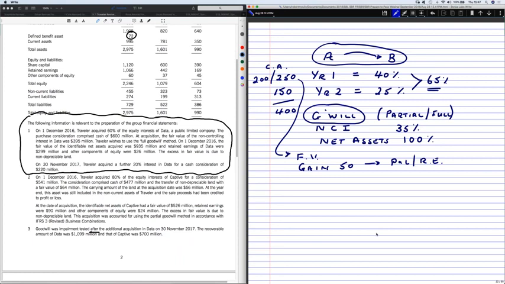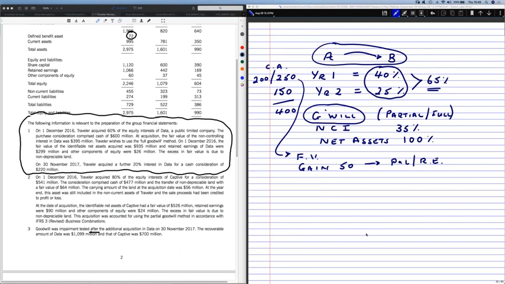Can we see what's happening here? So what I want you to think about, please, is this. Remember that when we have what is called a step acquisition, not a step up, but a step acquisition, where we're gaining control via a cumulative holding, remember, because of the requirements of IFRS 3, all of those previous shareholdings, in this case the 40%, have to get remeasured to their fair value at the point of acquisition, which will most likely create some gain. And in this case, it's a gain of 50, which will be presented as a gain within P&L. Does that make sense, everybody? Having to make sure that all of the consideration is at its acquisition date fair value.